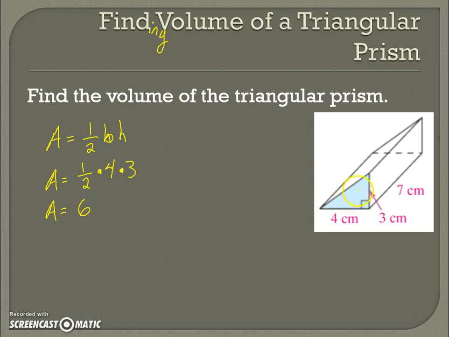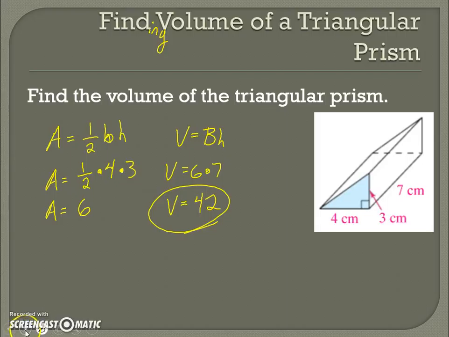Now in order to find the volume, I have to multiply it by the height, which in this case is going to be this 7 right here. Alright, so to find the volume, remember volume is base, capital B, times height. So the volume for this particular one is going to be 6 times 7. So the volume of that prism is going to be 42. Alright, not too bad on this. The big thing is just going to be able to know the area of the base.